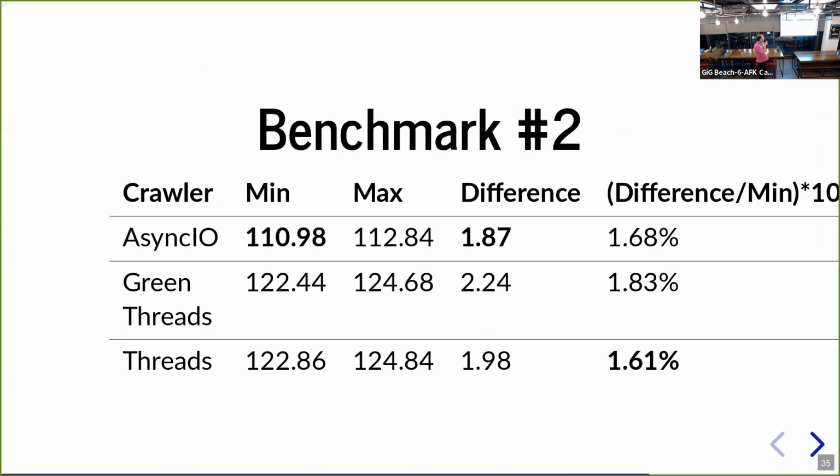And here is the summary of this. We have the same table, but now the async.io is faster. The thread is now the slowest. And now you have a real difference between them. If you see, the minimal value for async.io is 110 and for threads, it's more.